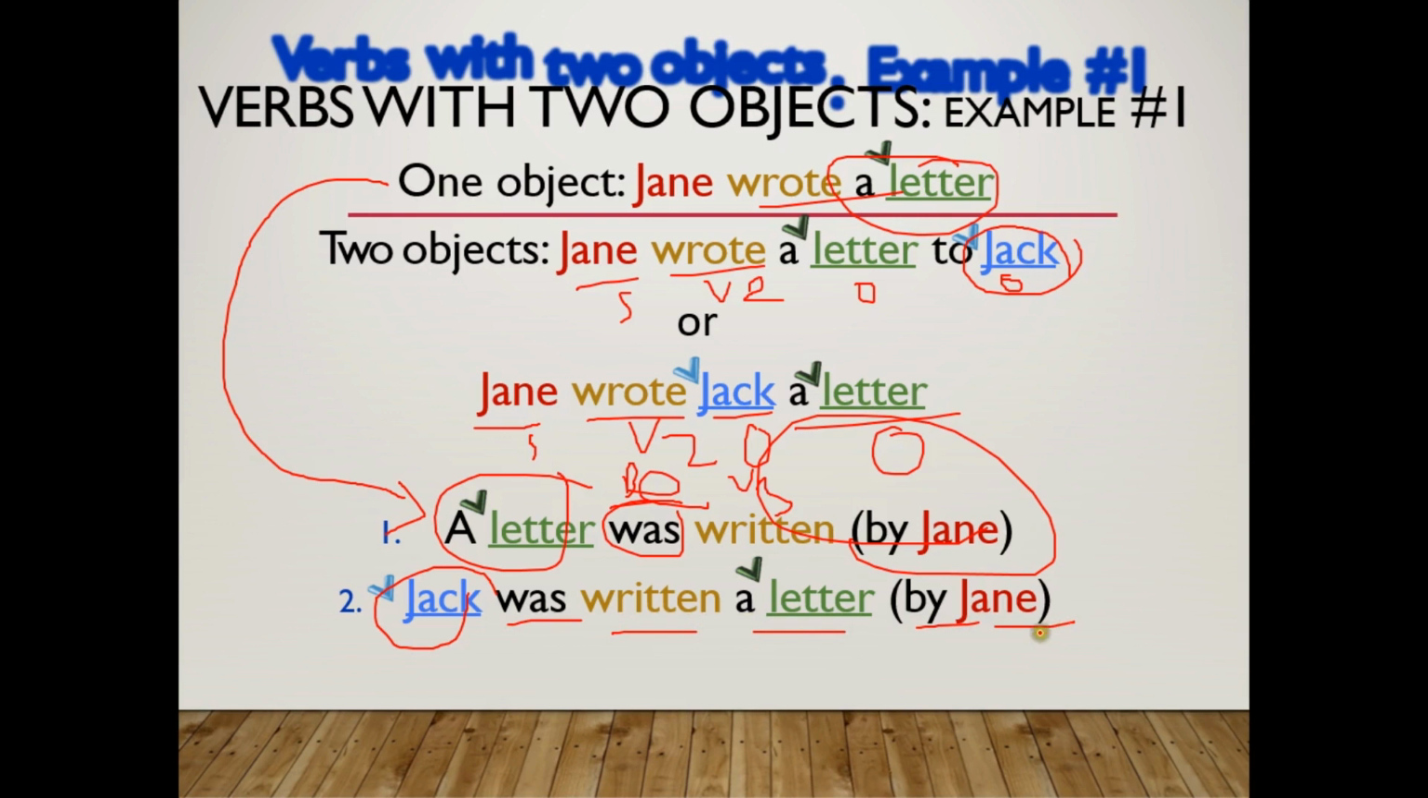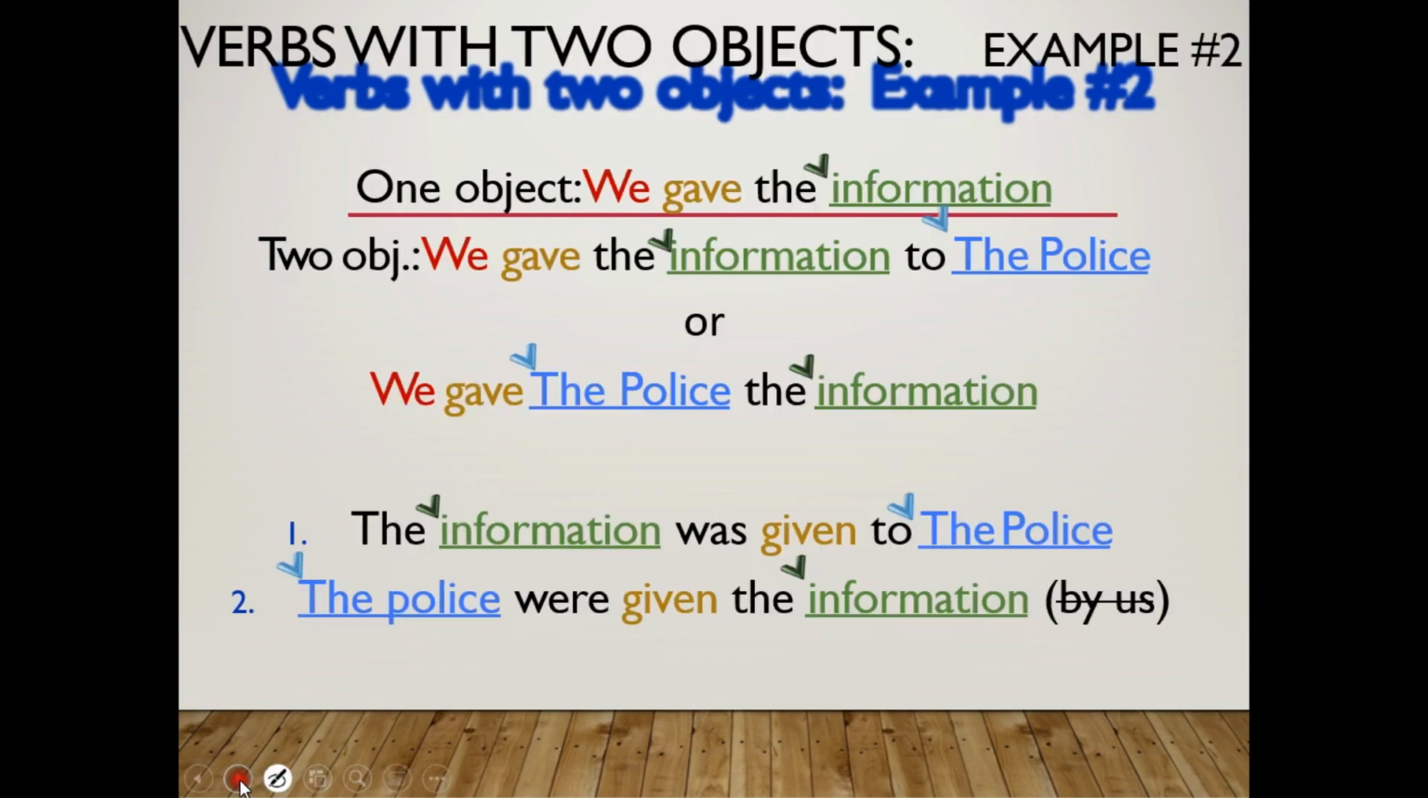Okay. So in Bahasa Indonesia it is like this. Jack dituliskan sebuah surat oleh Jane. Okay, so in here, Jane menulis sebuah surat untuk si Jack. Okay, you know the difference, right? Okay, this is the two objects. Let's move on to the next one.